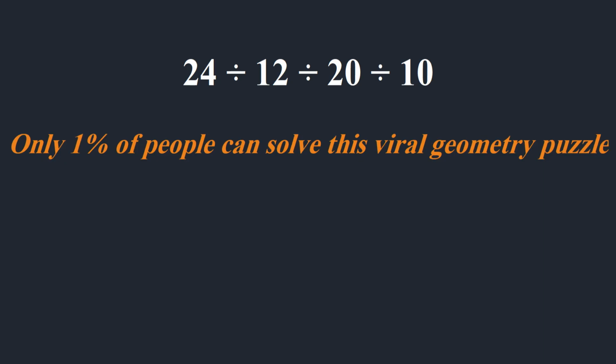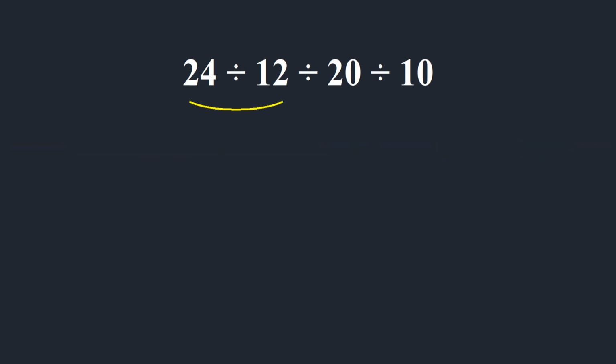Inside this video is 24 divided by 12 which equals 2 and 20 divided by 10 equals 2. Now we have this problem, 2 divided by 2, which equals 1. But this answer is not correct because according to the order of operations we must do this division, then this division, and at last this division.